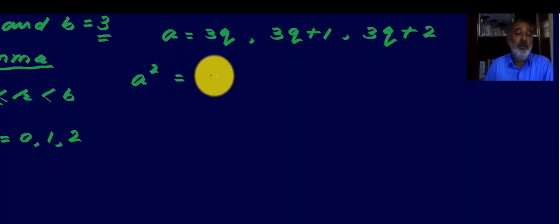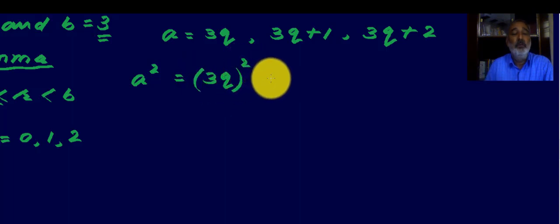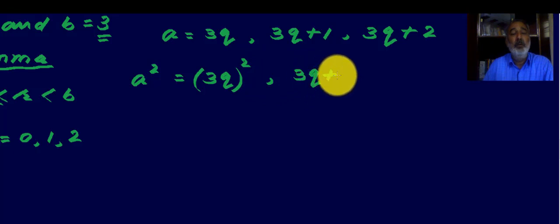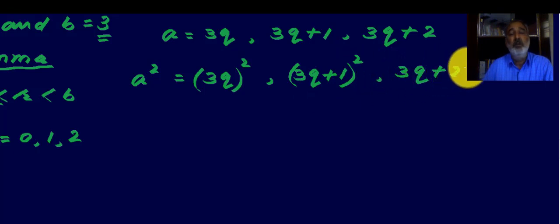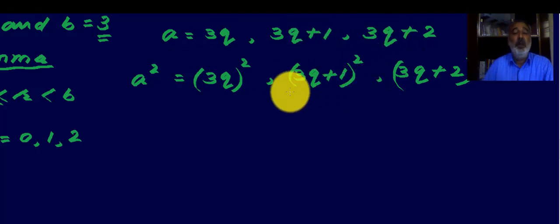A square is 3q square, or 3q plus 1 square, or 3q plus 2 square. Simply, I have written down the squares of these forms. Now I have to expand these.